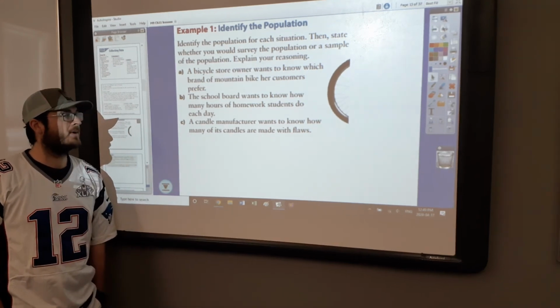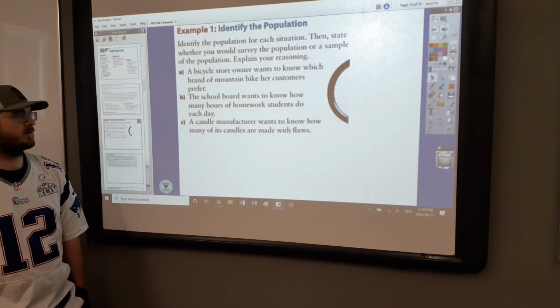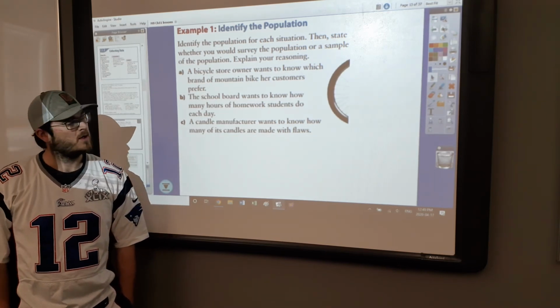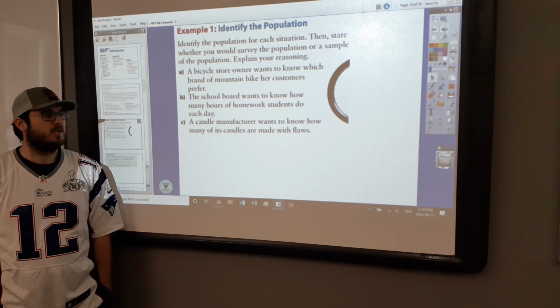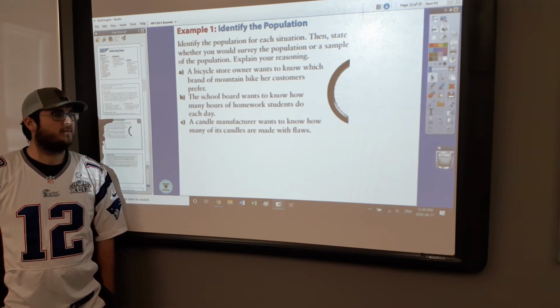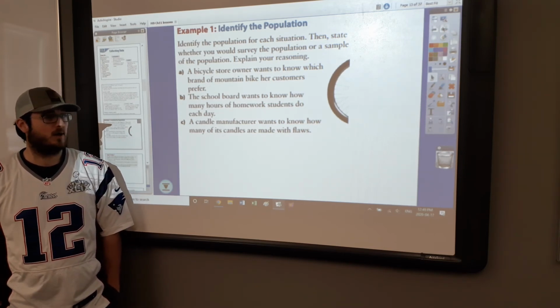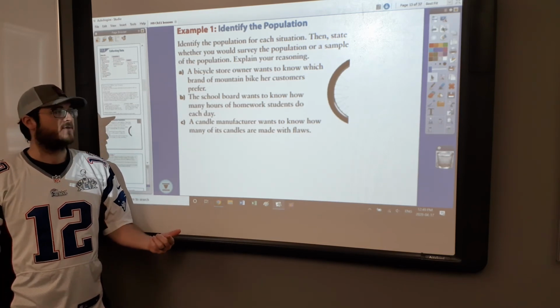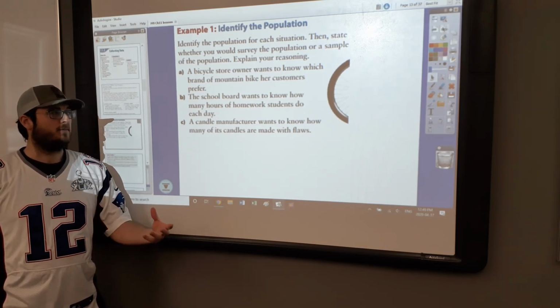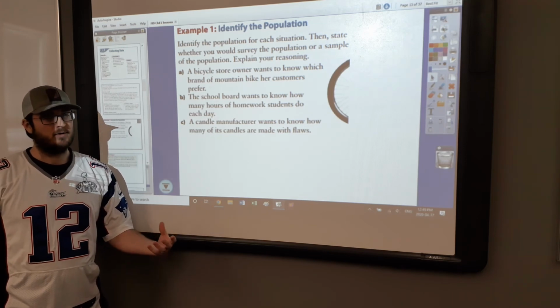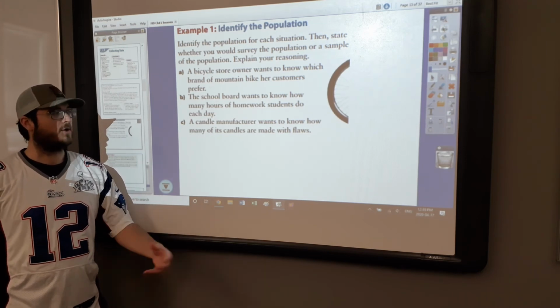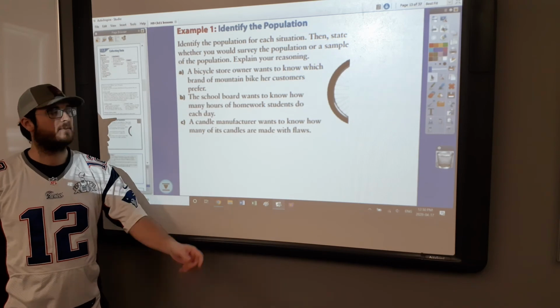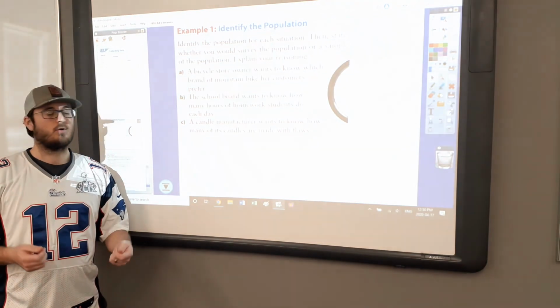Okay, C, a candle manufacturer wants to know how many of its candles are made with flaws. So again, we don't really know. You do need a little bit more information on how big of a manufacturer they are. I'm thinking of an assembly line that's spitting out candles. Then you'd say, well, you're probably not going to test every single candle. You're probably going to pick every 10th one or 100th one or whatever that comes off the assembly line. Is it good? Yes or no?